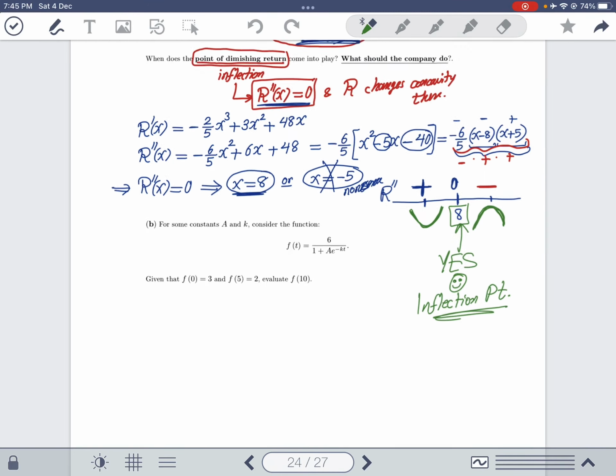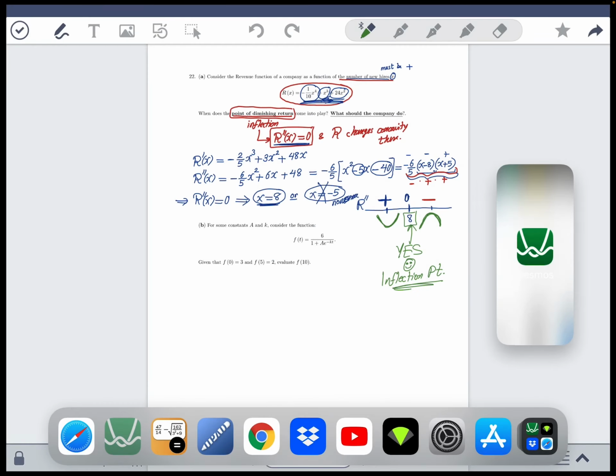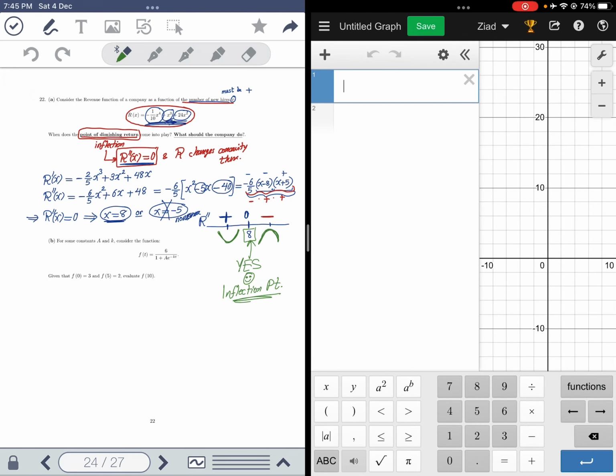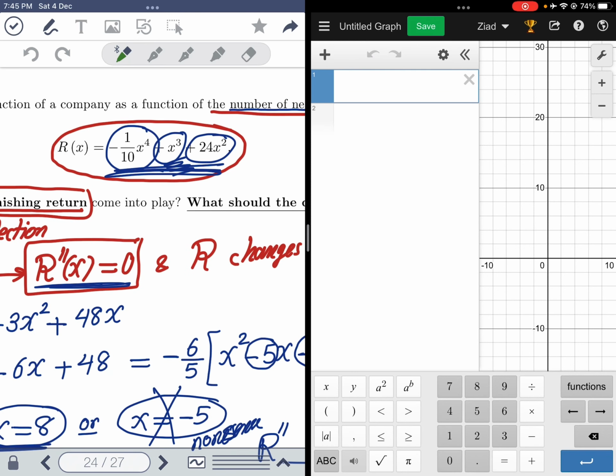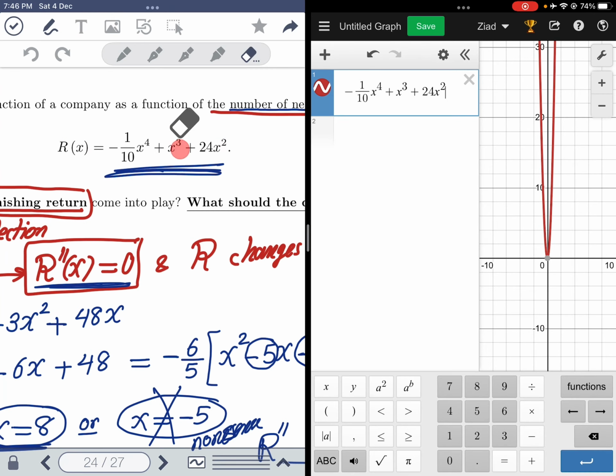And before I continue to the next part of this question, I want you to see the graph. So let's put the graph here of the function that we are dealing with. Minus 1 over 10 times x to the 4 plus x cube plus 24x squared. So I just wrote our function here.